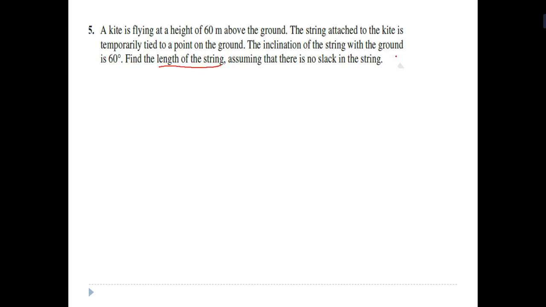In the last lecture we discussed that when a string is there, it is called the hypotenuse. The height is given, and we have to find the hypotenuse. So in that way we are using sine.